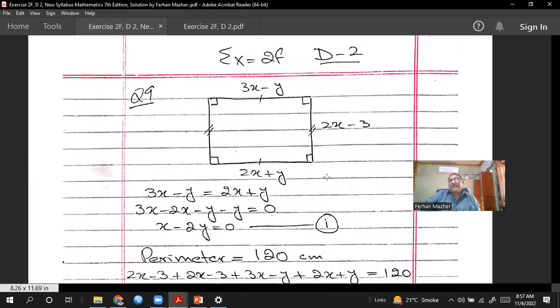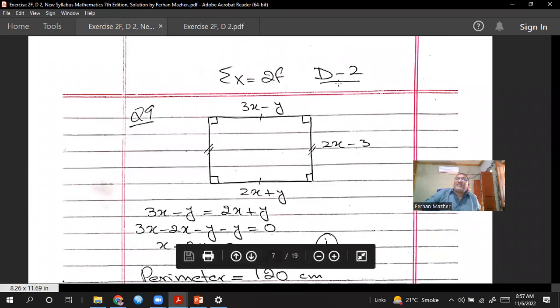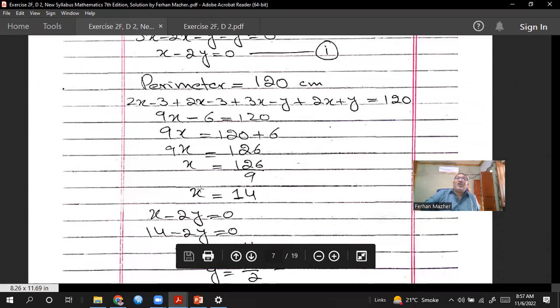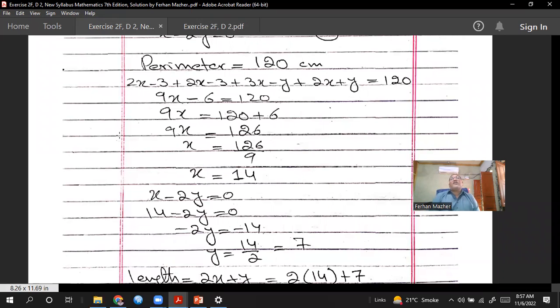Okay, the perimeter is given, that is 120 centimeter. So the perimeter will be this plus this plus this plus this. This is also 2x minus 3. So the perimeter will be equal to 2x minus 3 plus 2x minus 3 plus 3x minus y plus 2x plus y equals 120. So you will have 9x minus 6 equals 120. So 9x will be equal to 120 plus 6. So 9x will be equal to 126. x will be equal to 126 divided by 9, and x will be equal to 14.